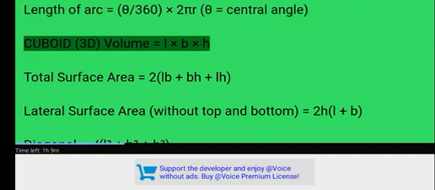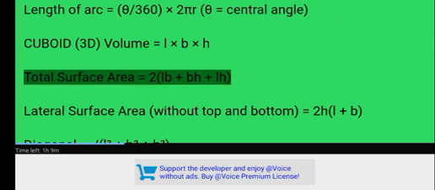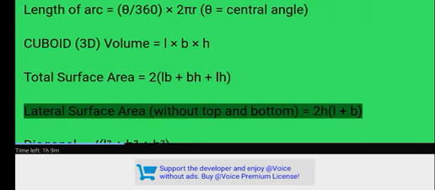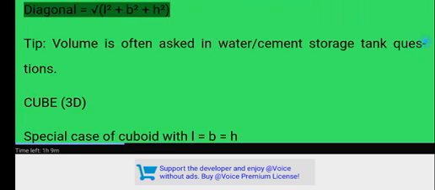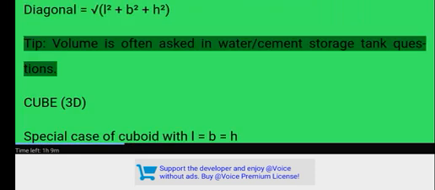Cuboid, 3D: volume equals L times B times H. Total surface area equals 2(LB plus BH plus LH). Lateral surface area, without top and bottom, equals 2H(L plus B). Diagonal equals square root of L squared plus B squared plus H squared. Tip: volume is often asked in water and cement storage tank questions.